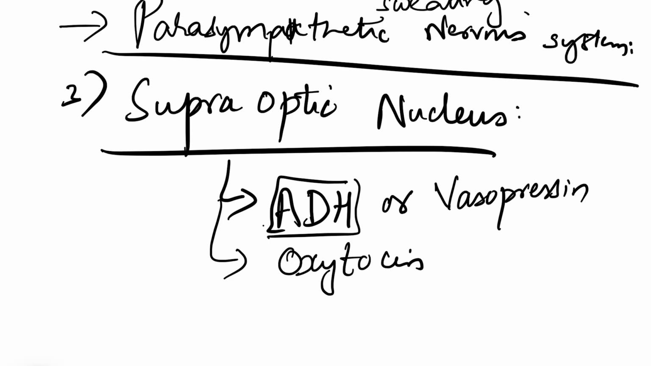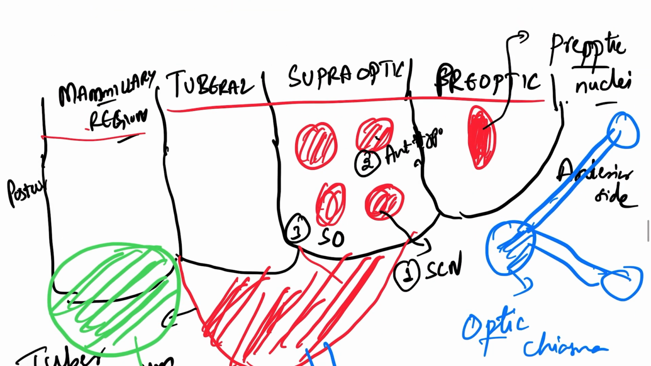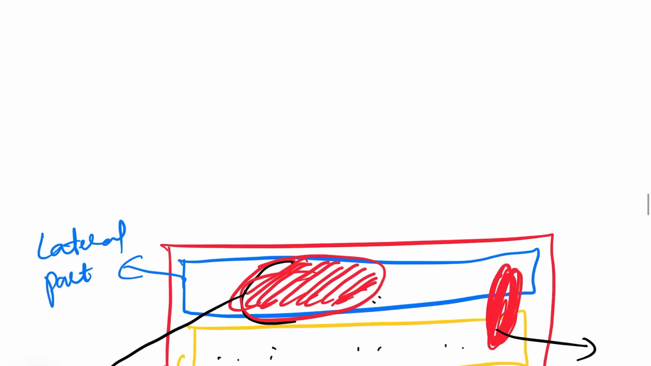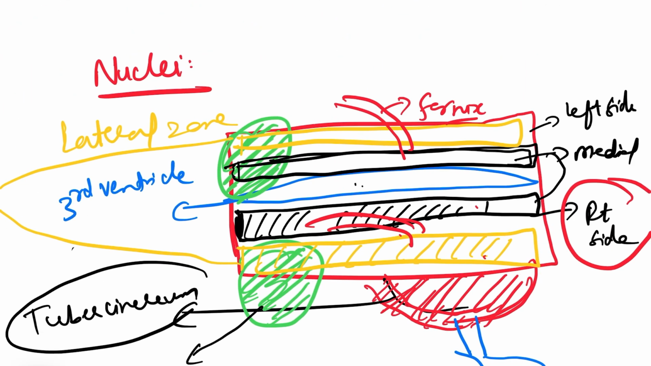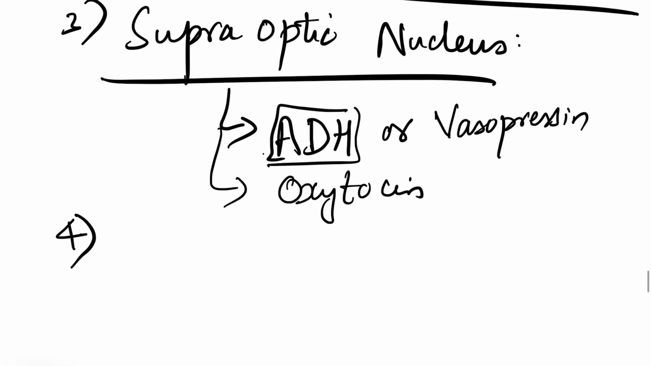Then finally, the fourth important nucleus present in the supraoptic region is the paraventricular nucleus. Why is it called paraventricular? Because it is just beside the third ventricle. If you remember this basic diagram here, on the medial part, beside the third ventricle, the nucleus which is present is the paraventricular. I am highlighting this with the red color here. That is why it is known as the paraventricular nucleus.